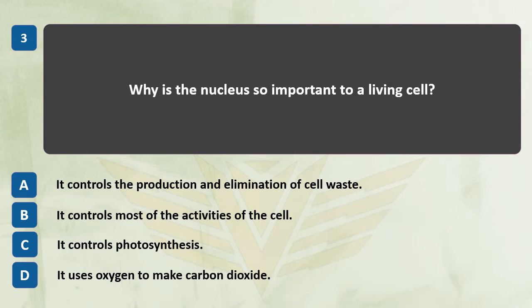Why is the nucleus so important to a living cell? A. It controls the production and elimination of cell waste. B. It controls most of the activities of the cell. C. It controls photosynthesis. D. It uses oxygen to make carbon dioxide.